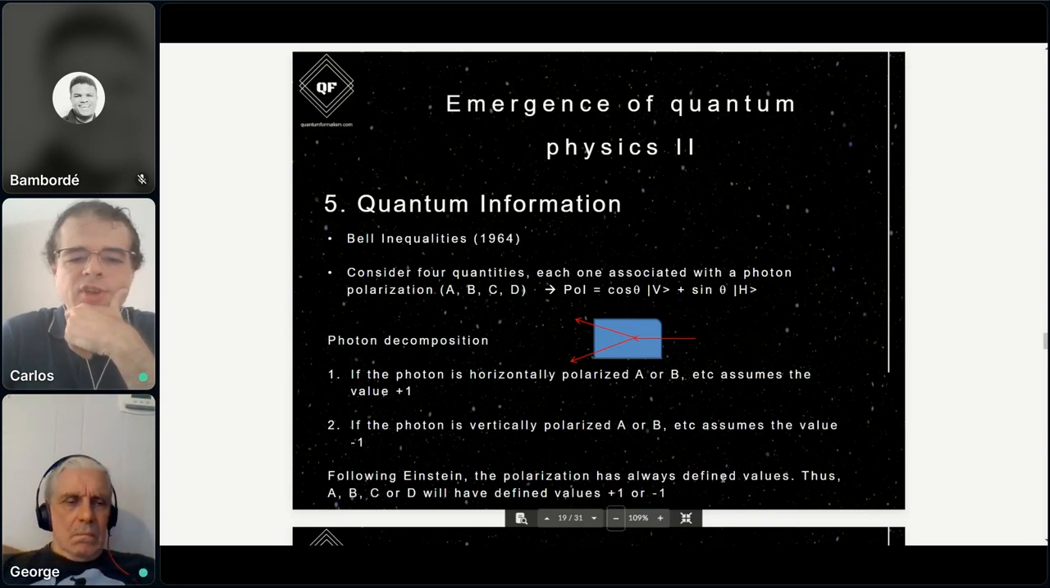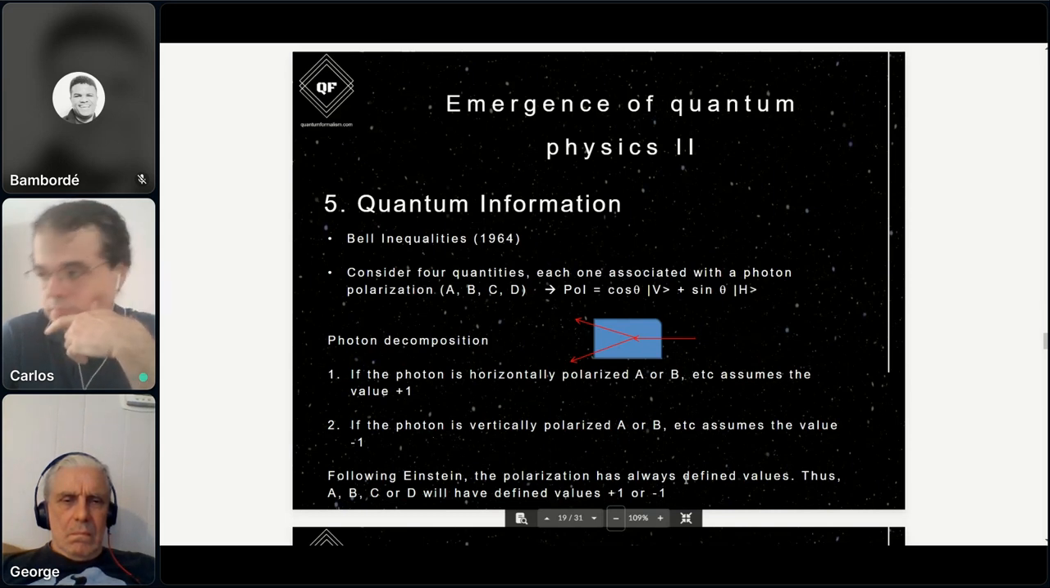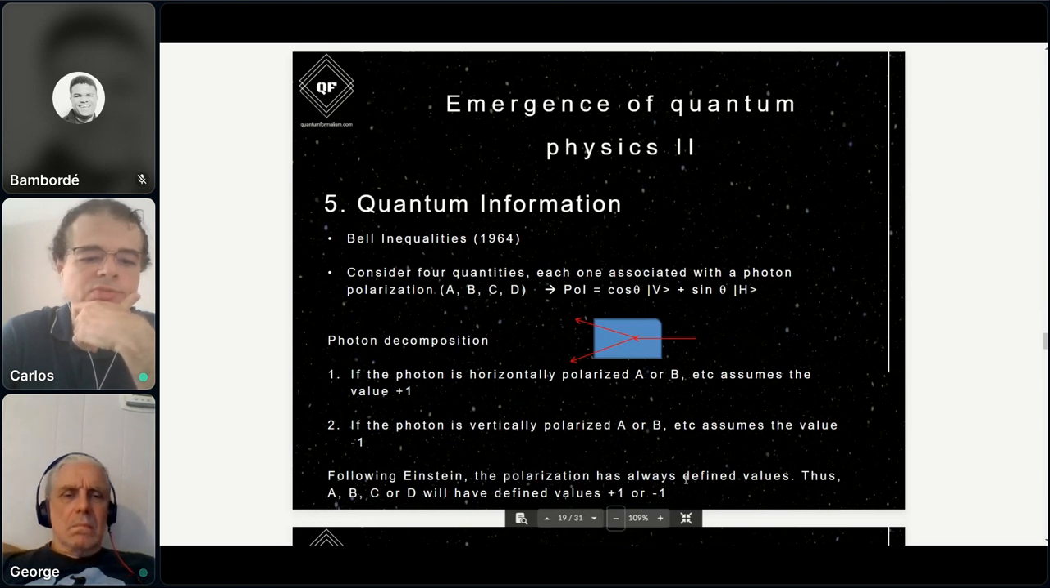So following Einstein, the polarization always has defined values. So from Einstein's point of view, nature could be deterministic. The polarization should always have defined values, and things like superposition should not be possible. Something like an entangled state, for instance, which we don't see in the real world. That was the basic entangled state of the two photons, the base for the EPR paradox. So for Einstein, that thing was absurd, should not happen. The photon should always have definite values, plus one or minus one, polarized in the vertical or horizontal.